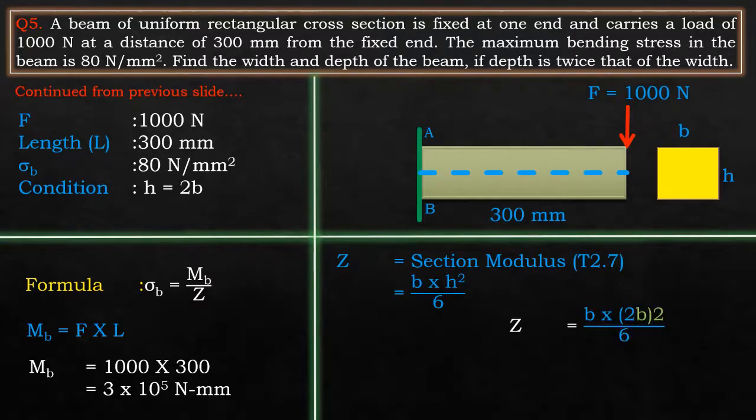Now, since in the numerical he has given the depth of the beam as twice the width, we can substitute this value in the section modulus equation obtained from table 2.7 of the design data handbook. Instead of h, we'll have h is equal to 2b. By substituting h as 2b in the equation of section modulus, we get the section modulus Z as 2b cubed by 3. Once we get the value of Z as well as Mb, we'll substitute the values of Mb and Z in the equation sigma b is equal to Mb by Z.